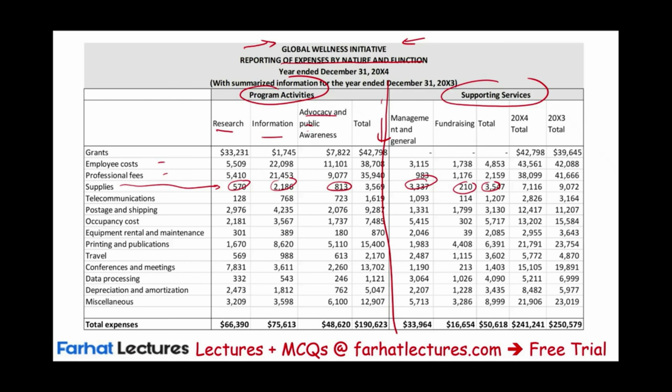Same thing for all the expenses. You have to break the expenses into those two categories. So the program activities are any expenses incurred to promote the service, to serve the clients, in quotes, the clients of this not-for-profit.